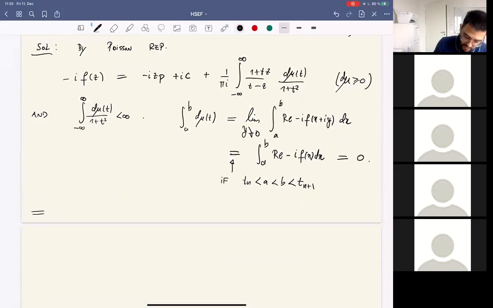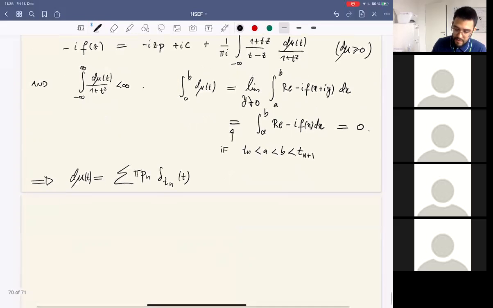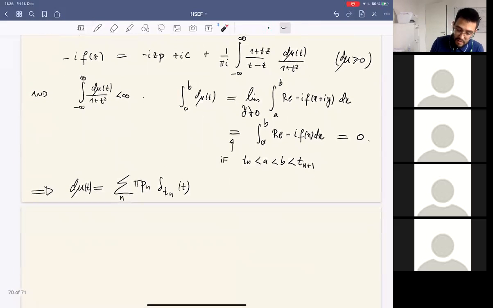So from that, you conclude that the measure mu is simply a sum with some values Pn, which I will multiply by pi here, and some deltas at the point Tn. Okay. Because between these nodes, the function mu is constant, so the measure is 0. So it has to be that. Great. So if you go back and write the Poisson representation formula, you get a very nice formula.